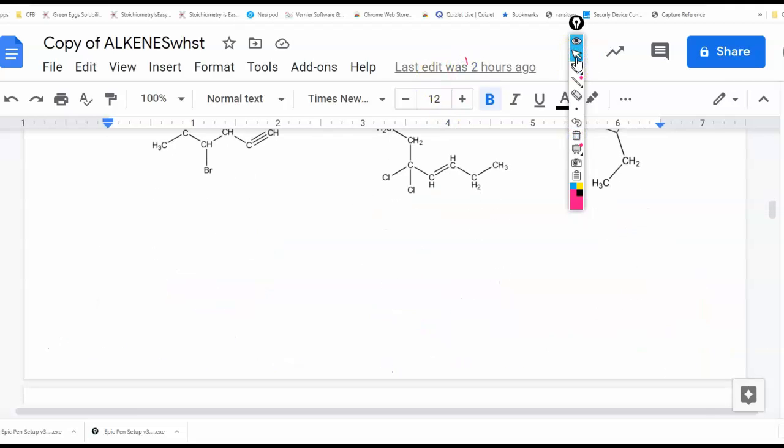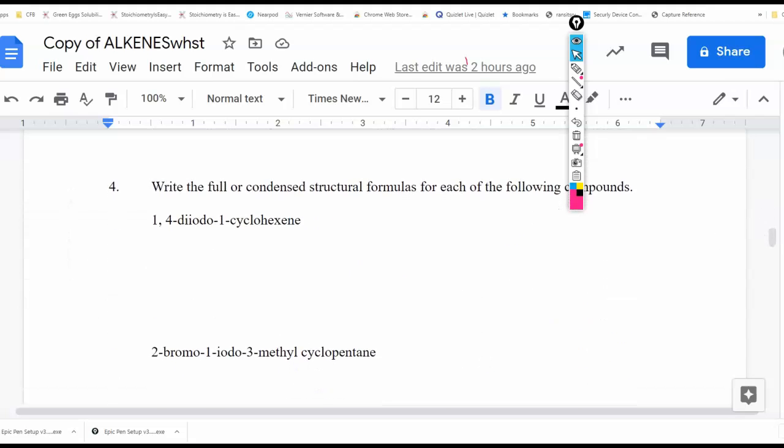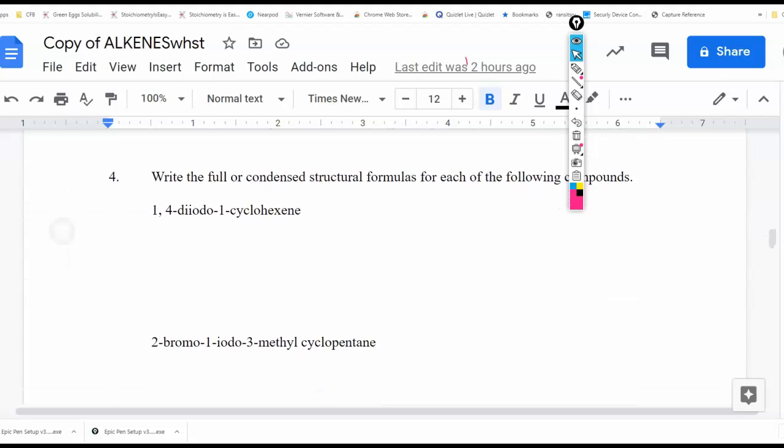Going on then. We have, write the full or condensed structural formulas for each of the following compounds. Okay, so this is a cyclohexene. So let's go ahead and draw in our hexene. And there it is. And then I have a 1 iodine and a 4 iodine. And so there it is, 1,4-diiodo-1-cyclohexene.